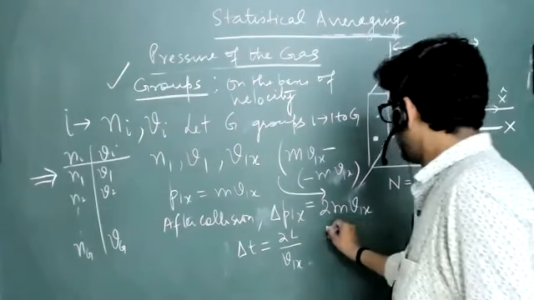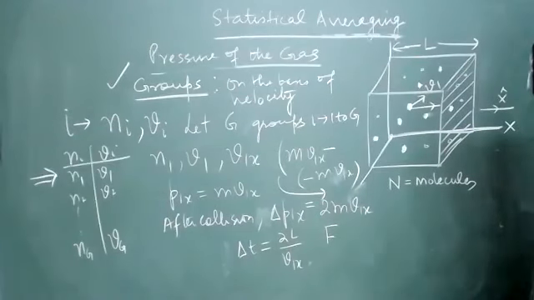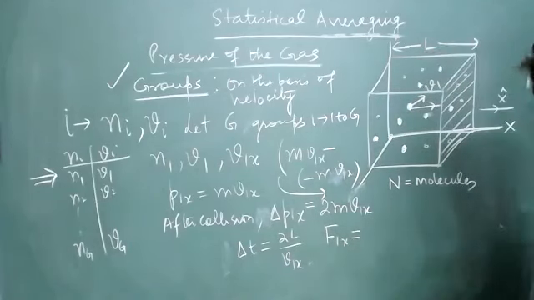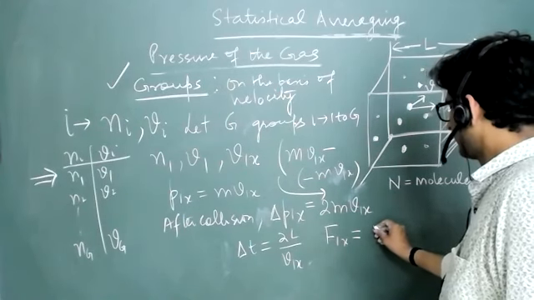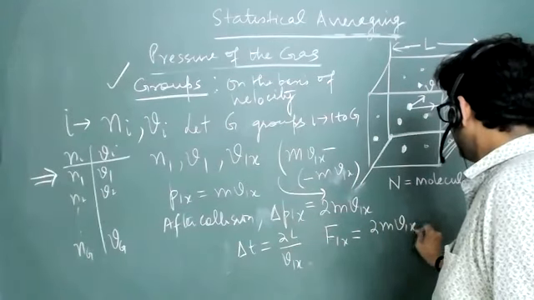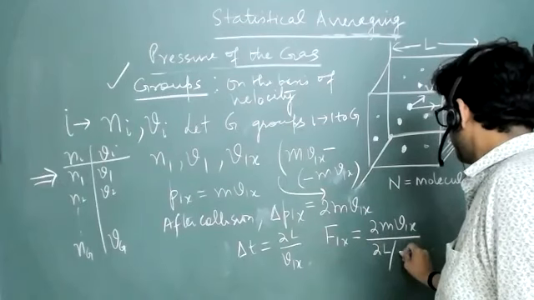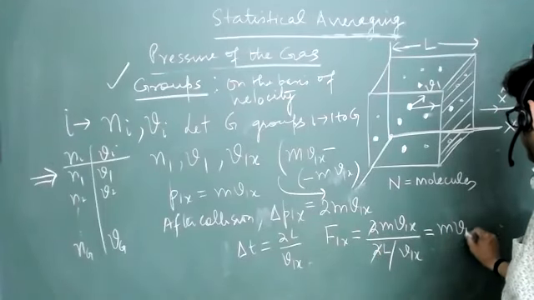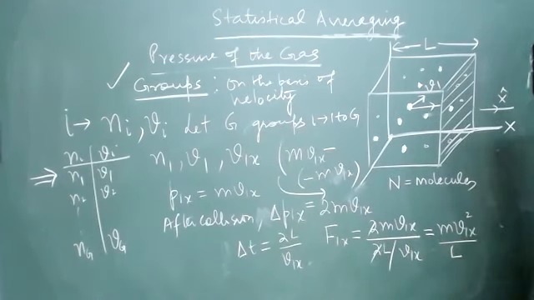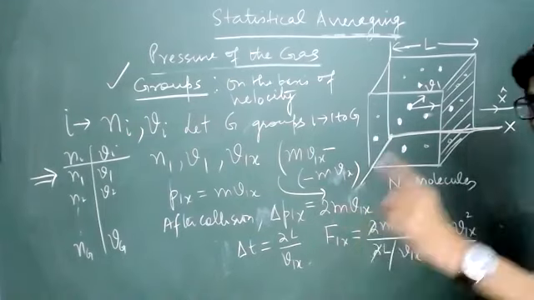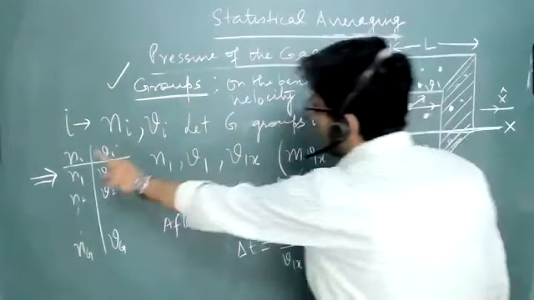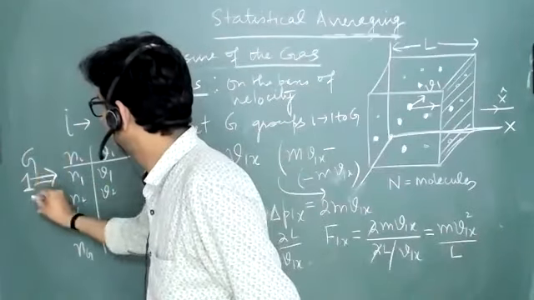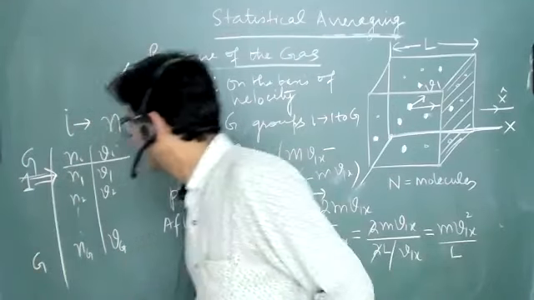So you have now force because of one molecule, and that force I am writing as F1x. Is that okay? F1x will be equal to 2m v1x upon 2l by v1x, which is equal to, 2 and 2 will get cancelled, m v1x square over L. So this is the force due to one molecule from the group 1. This is the group 1, and this is the group G. Is that okay or not?